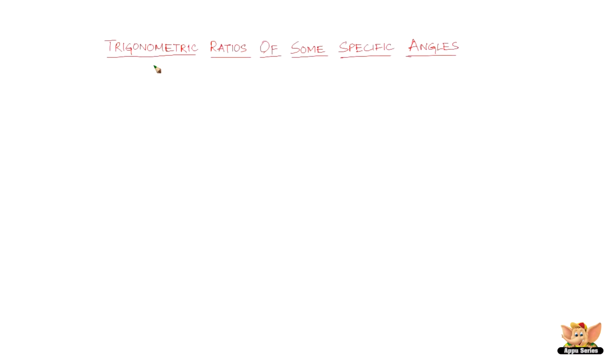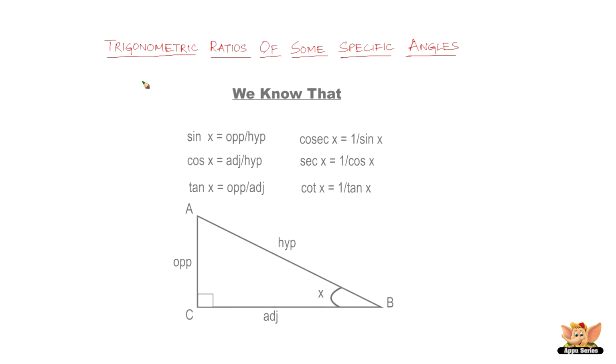So what we're going to learn in this video is the trigonometric ratios of some specific angles. Till now what we were doing was, we just knew that sine theta equals opposite by hypotenuse, cos theta equals adjacent by hypotenuse, and tan theta equals opposite by adjacent. And we were having some random angles as a, b, sine of a, sine of b and all those things. And we had the values of the sides.